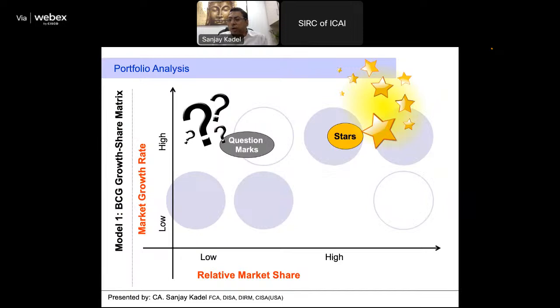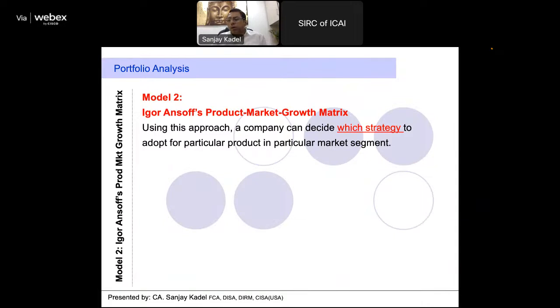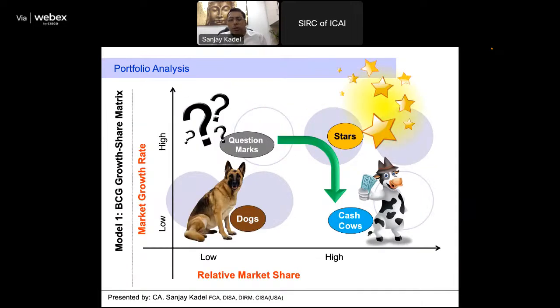So once they come under the star category of combination, which is market growth rate is high and relative market share is also high, here you can adopt the strategy of hold. Then you have cash cows, where you adopt the strategy of harvest. And then you have a category of low market growth rate products, and these products are having low market share also. That means these products or businesses do not have a future potential. So this category is called as dogs as per this model. So what you do with this kind of businesses or products? You adopt the strategy of divest. So for question marks, build; for stars, hold; for cash cows, harvest; and for dogs, divest. So that is model number 1 for doing portfolio analysis, which is called as BCG growth share matrix.